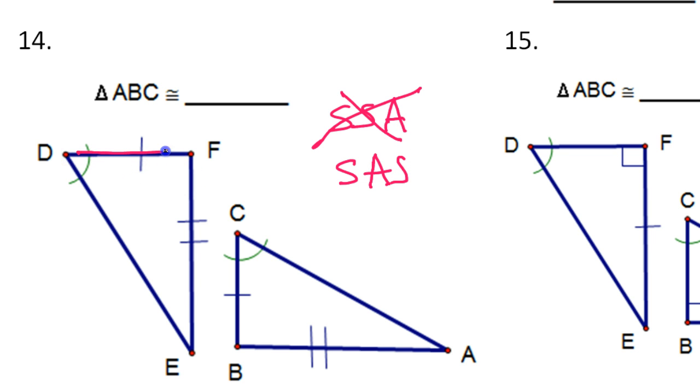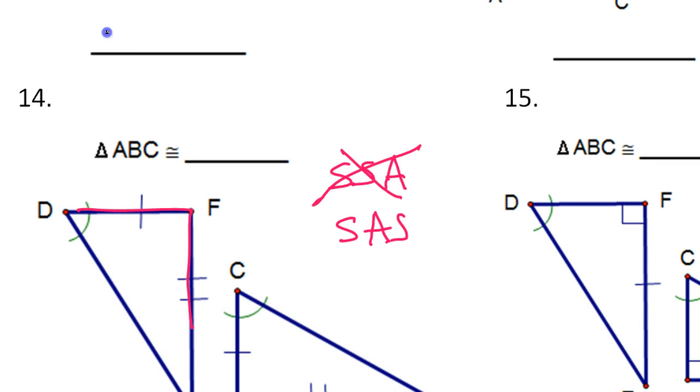Well, I have this side and I have this side. The included angle would be angle F. But that's not the angle that's marked congruent. It's this angle over here that's not formed by the two congruent sides. So this is not side, angle, side. If it was a theorem, it would be angle, side, side. But luckily it's not a theorem, so we're going to put none. And so this is not applicable.